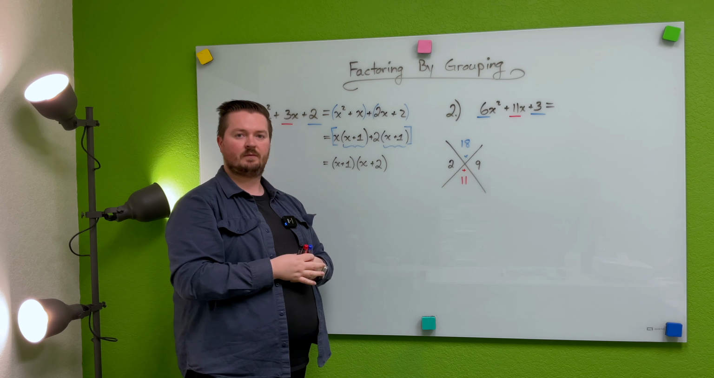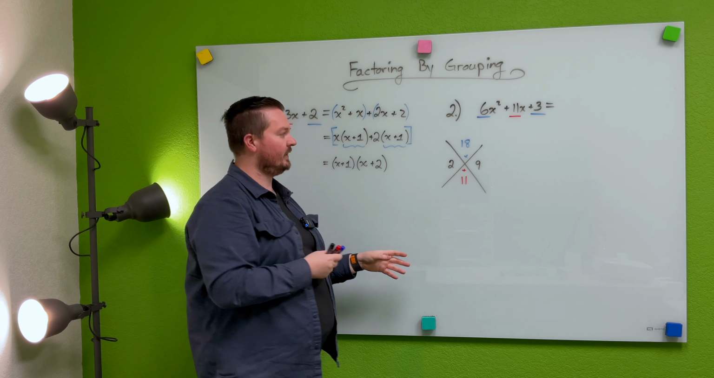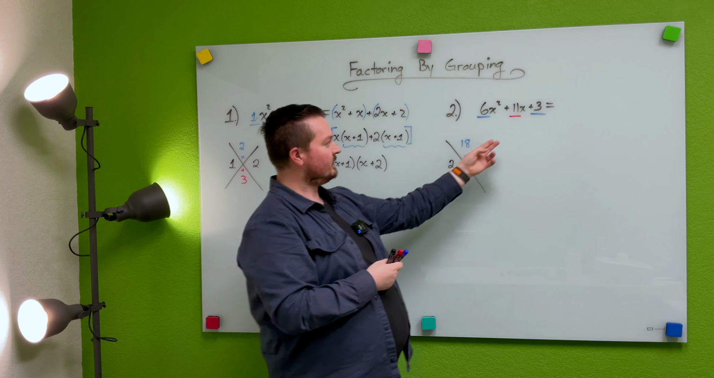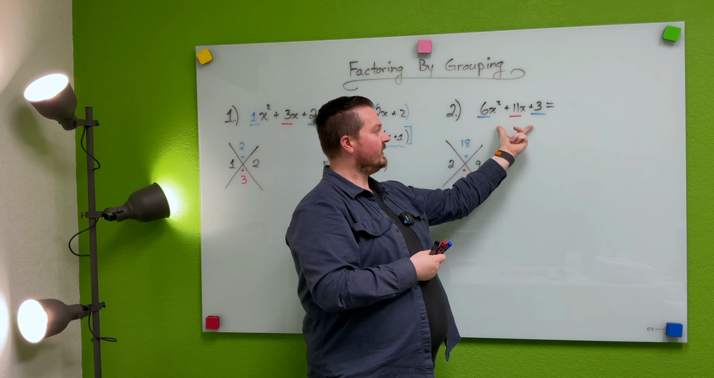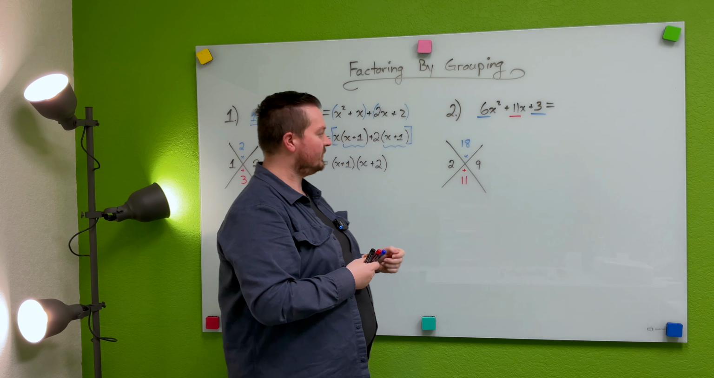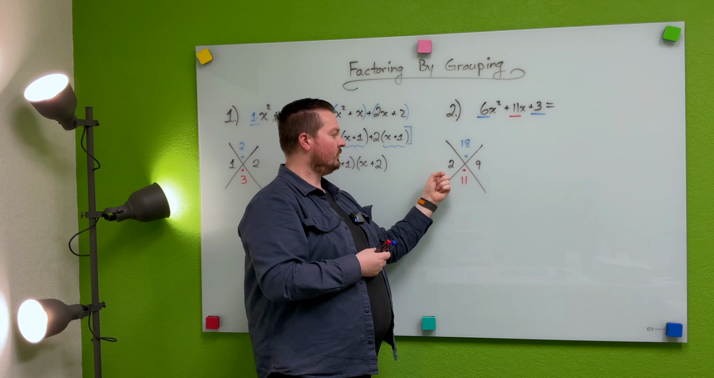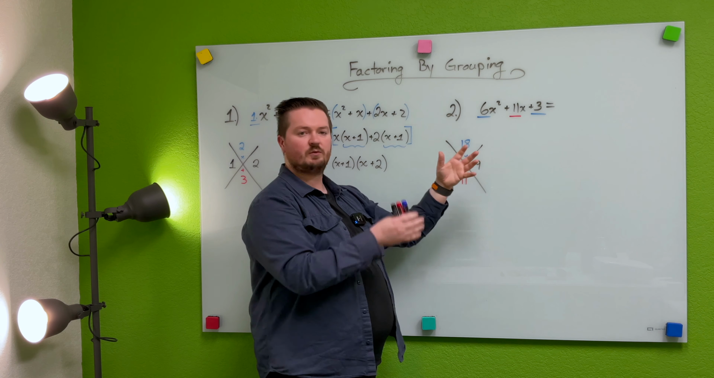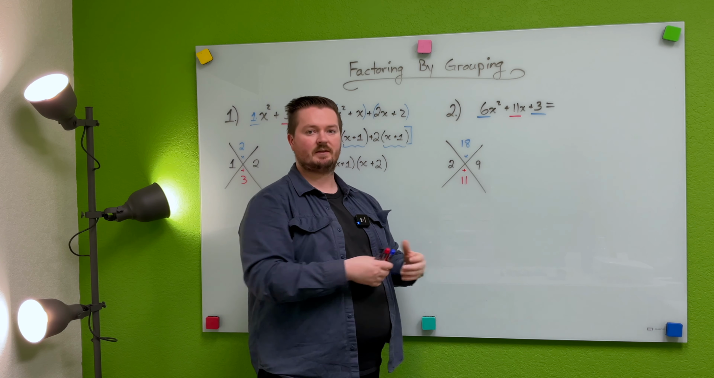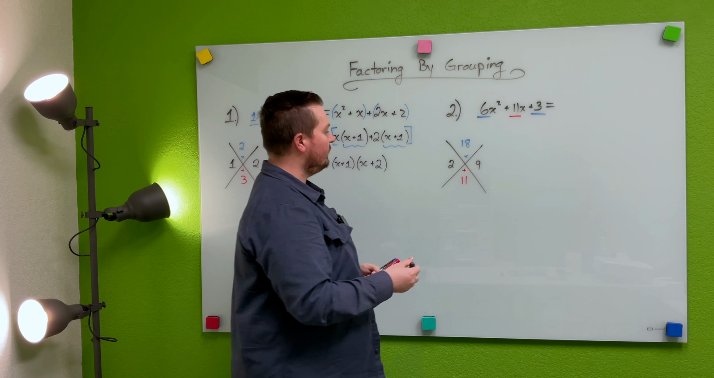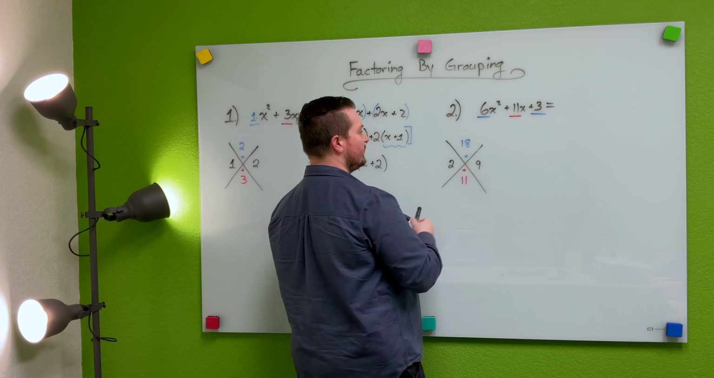So now, again, this next step takes a little trial and error to get used to. We want to take this middle term and split that into 2 smaller terms. Now you may wonder, how do I know that the 2 or the 9, which one comes first? That's what takes a little trial and error. So we'll go ahead and put the 2 first here.